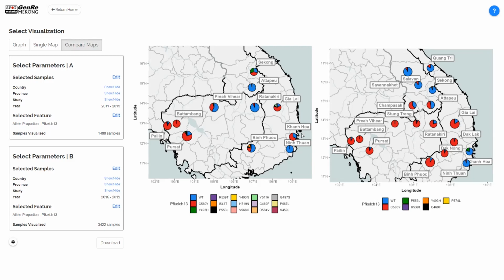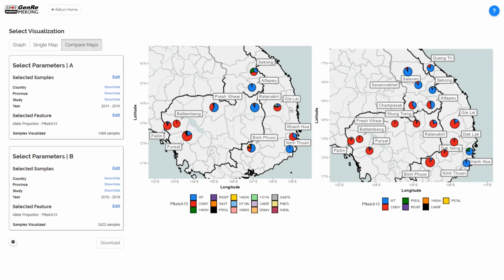And as we can see, the C580Y allele has spread along the border of Cambodia and Vietnam, and this has caused the minor other alleles of Kelch to decline in frequency as well. And so here we can see clearly that as one moves away from the border, as I've mentioned, the proportion of C580Y decreases.